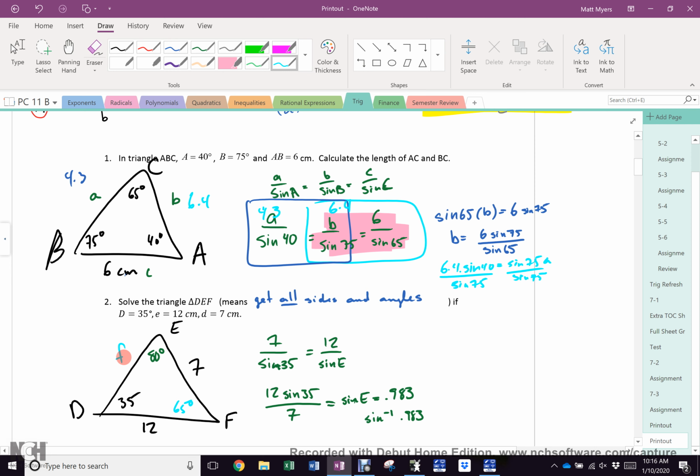How? Should I use 80 and 12, or should I use 35 and 7? You could use Pythagoras if we got a Q, we could then do Pythagoras. But that's another extra step. Should I use 80 and 12 or should I use 35 and 7? I should use 35 and 7. Why?